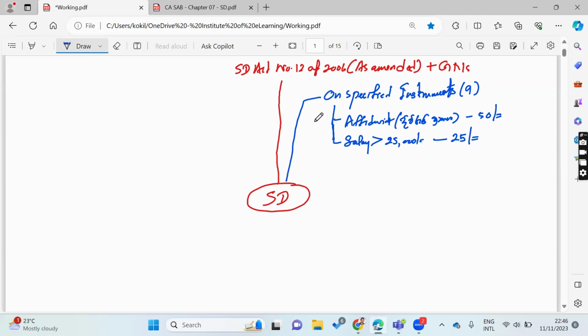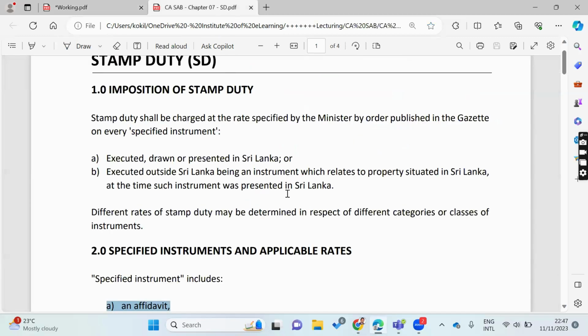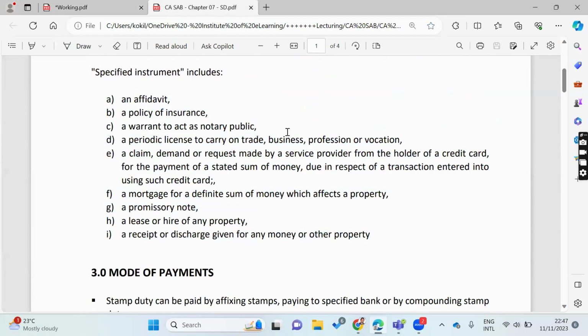Otherwise, it will be lengthy. So you need to remember all these instruments, depending on your exams and all, right? Then the policy of insurance, warranty, power to act as notary public, and the periodic license to carry on trade, business, professional vocation, legal license, or something like that, right? Credit card transaction, basically for a credit card transaction, right? Mortgage, promissory note, lease or hire of any property, receipt or discharge.